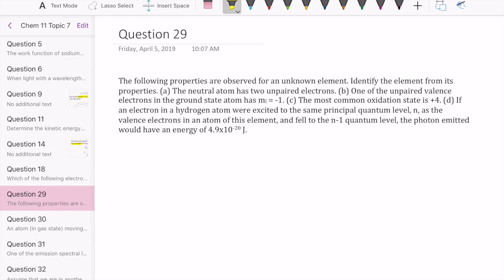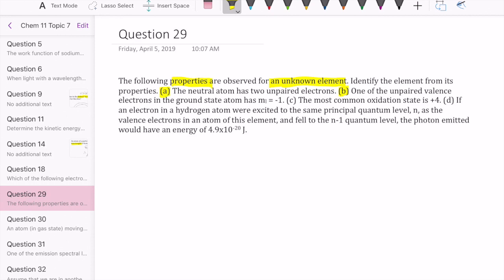It says you have the following properties for an unknown element. Now, I should say it could be several different elements, we don't really know. And then it says figure out the element from the properties. So there are 4 different properties given to you. The first one says the neutral atom of this element has 2 unpaired electrons.